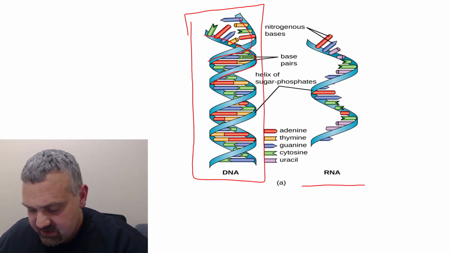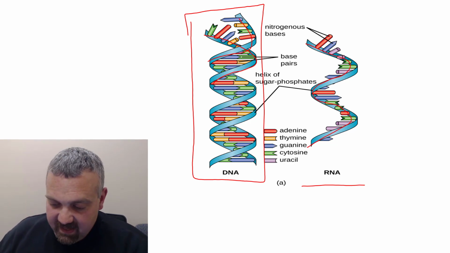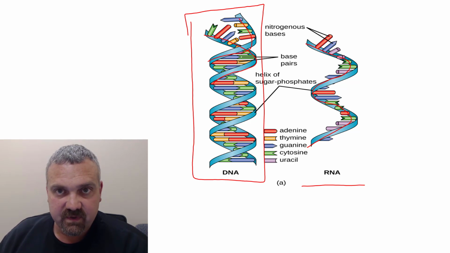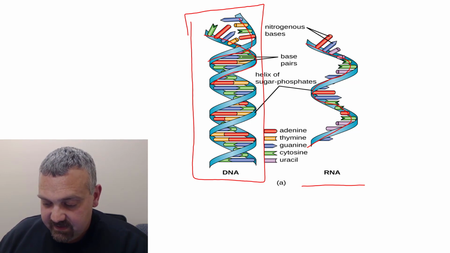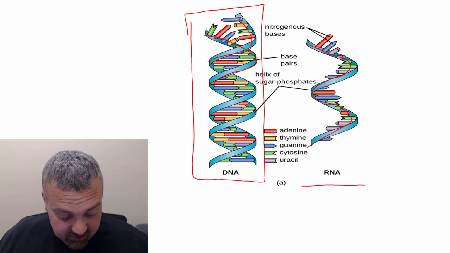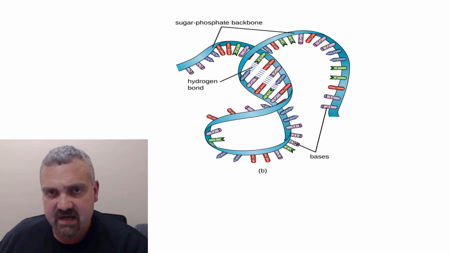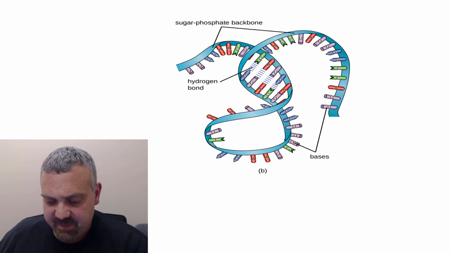On the right-hand side, we see just the single-stranded RNA. So it still has the blue tape-like sugar phosphate backbone. It still has the nitrogenous bases that make up those nucleotides, but it's not bonded with anything else. Now, let me show you a second image, though. Just because RNA is single-stranded doesn't mean that occasionally we don't see some bonding that occurs.